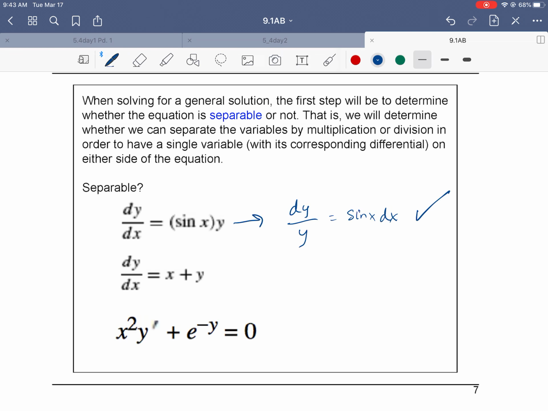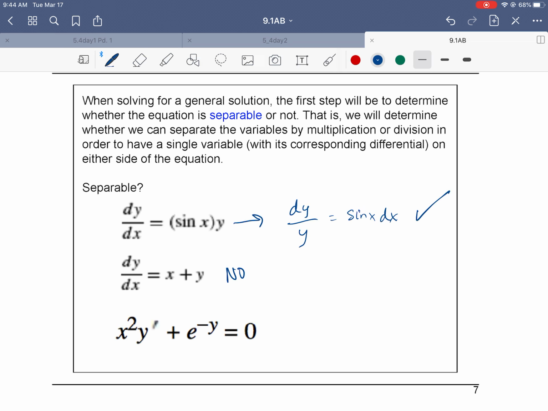The second one, dy over dx equals x plus y, because of the nature of addition and subtraction, those are the ones that can be more complicated and potentially non-separable. So I could start by maybe subtracting y, and then I would maybe multiply by dx, but ultimately I'm always going to be multiplying a quantity, and there will be no way in this case to factor out or totally separate the x's from the y's.